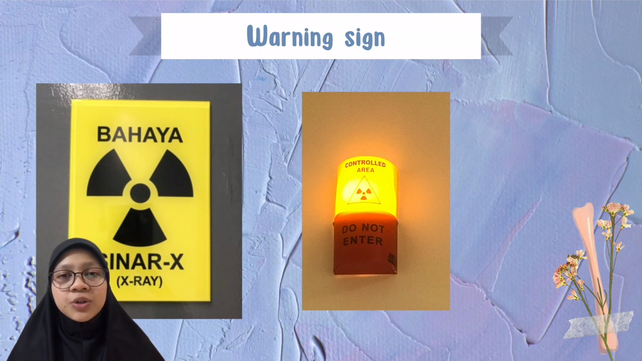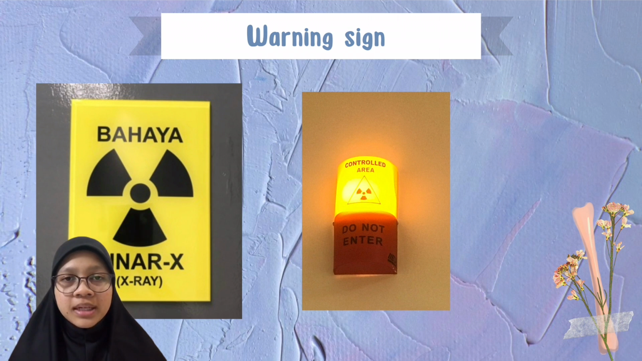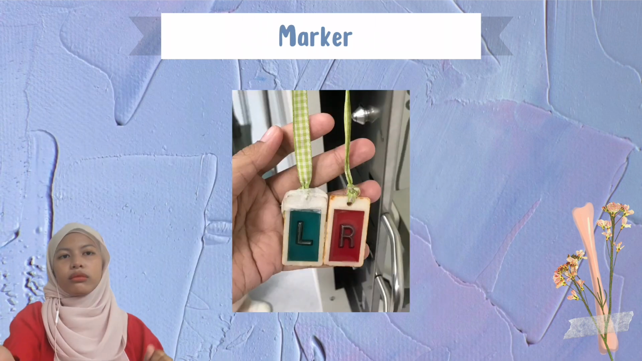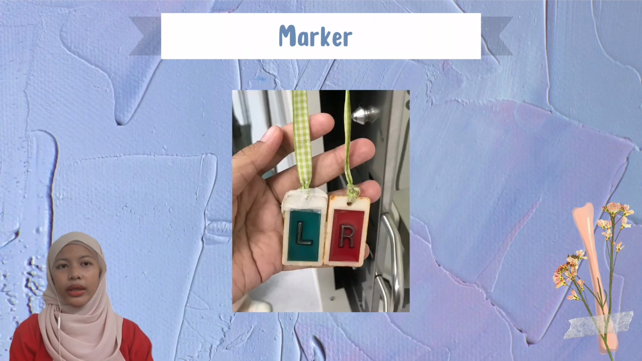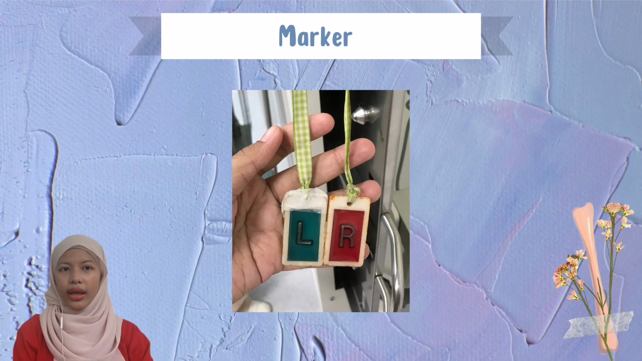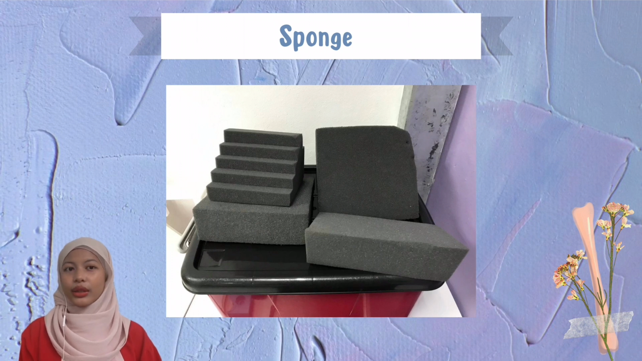Moving to the warning sign. Warning signs are usually placed at the door, and this is to warn people that there is a use of radiation and a high-powered magnetic field in the area. The marker is very important in order to determine the patient's right or left side of the body. Sponge is needed to give support to a certain position, such as the oblique position.